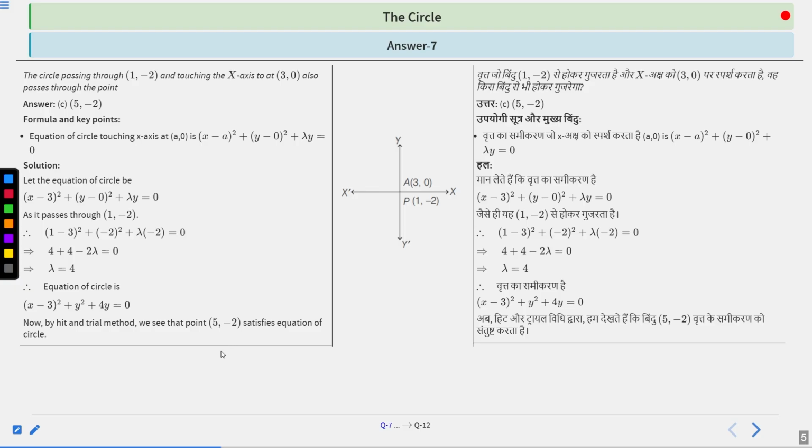Now, by the hit and trial method, we can see that the point (5, -2) satisfies the given equation of circle. Clear? You can put each point and you will see that (5, -2) is satisfying the equation of circle that we have found, right? Therefore, option C, (5, -2) is the right answer. Clear? Option C, (5, -2) is the right choice. Got it? Okay, let's move to the next question.